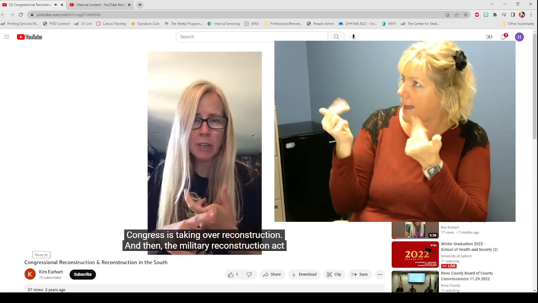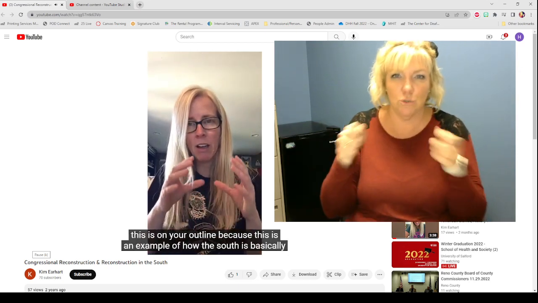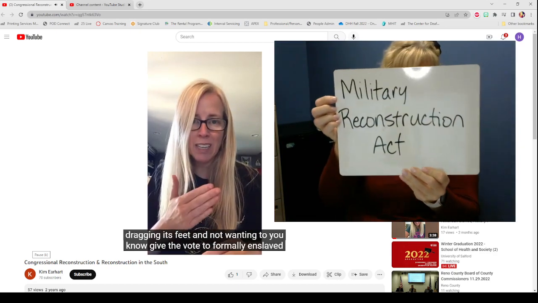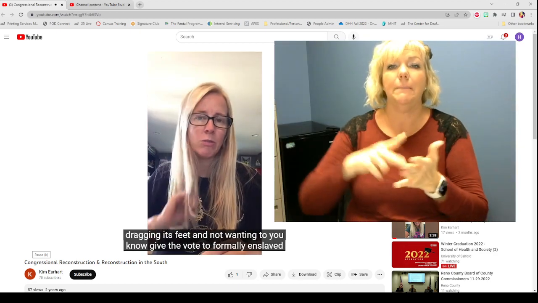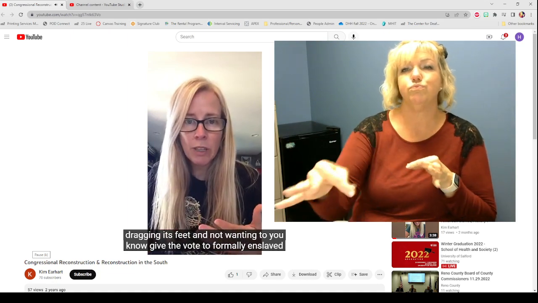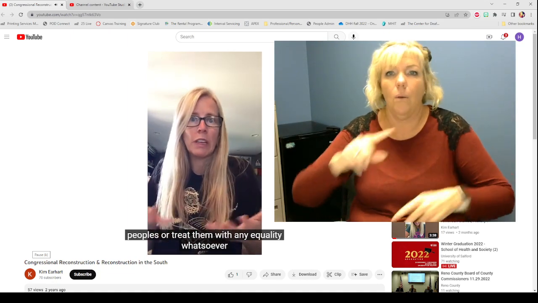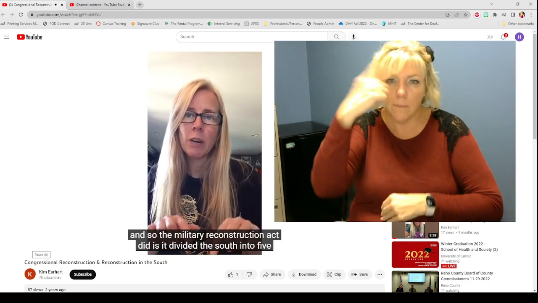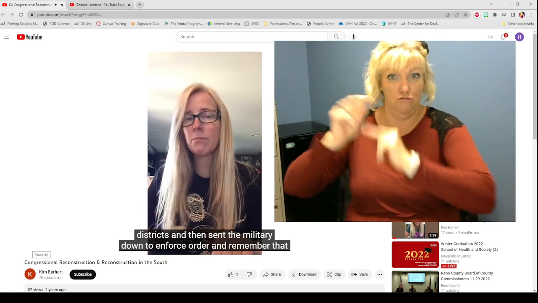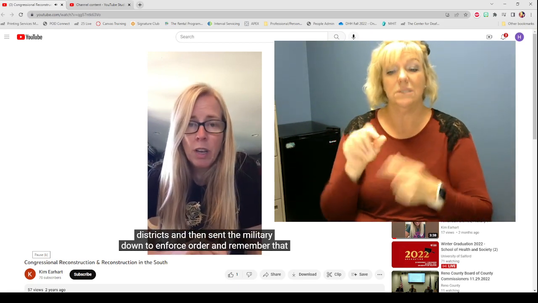And then the Military Reconstruction Act, this is on your outline because this is an example of how the South is basically dragging its feet and not wanting to give the vote to formerly enslaved peoples or treat them with any equality whatsoever. And so what the Military Reconstruction Act did is it divided the South into 5 districts and then sent the military down to enforce order.